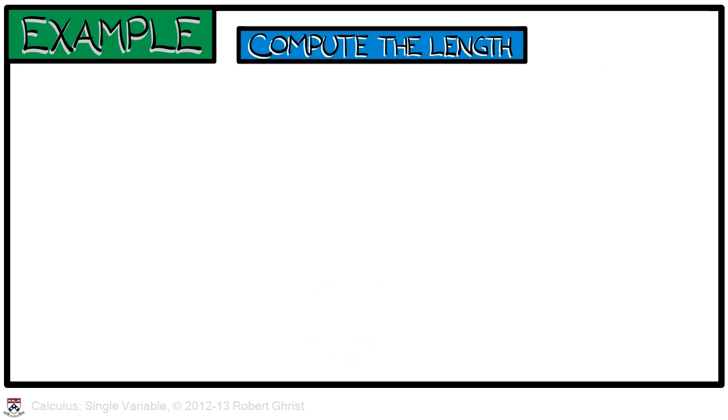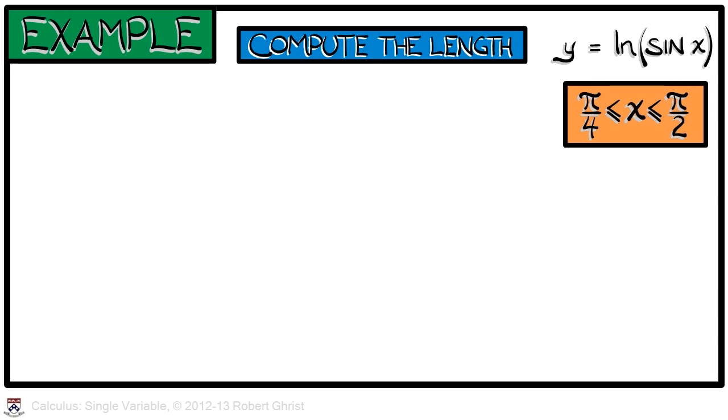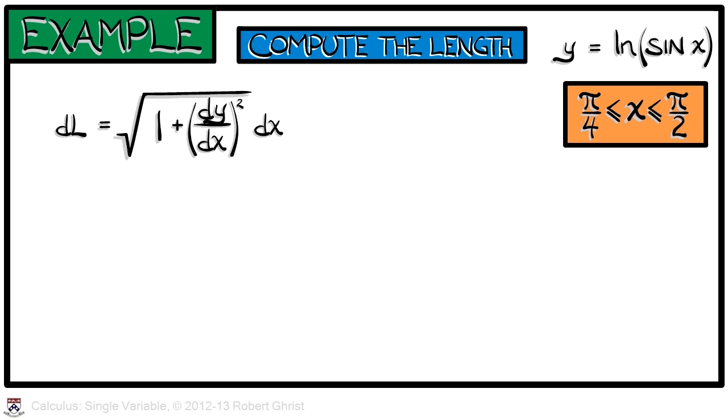For an example involving an implicit curve or a graph, consider the equation y equals log of sine of x, as x goes from pi over 4 to pi over 2. I don't know what the graph of that looks like, but I don't need to, since I know the formula for the Arclength element. It is the square root of 1 plus (dy/dx) squared times dx.